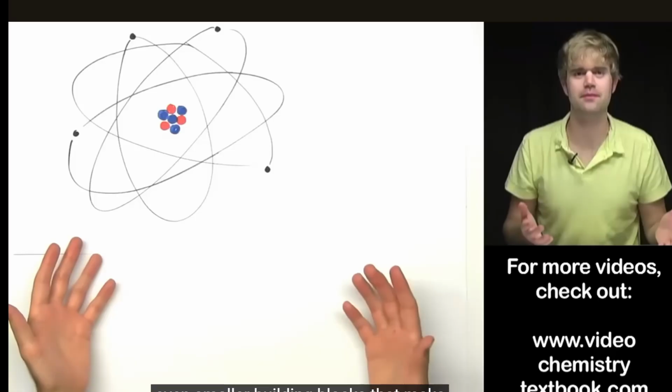What charge are electrons? Negative. What charge are protons? What charge are neutrons? Neutral. Fantastic.